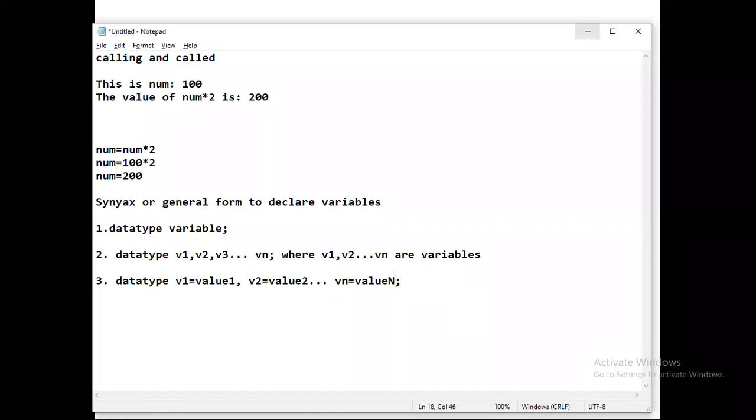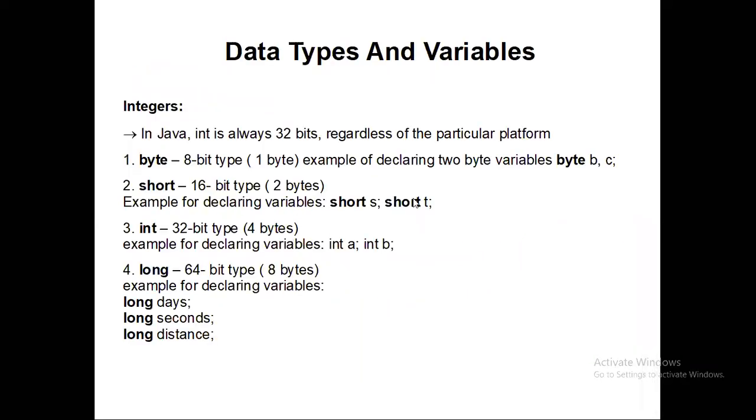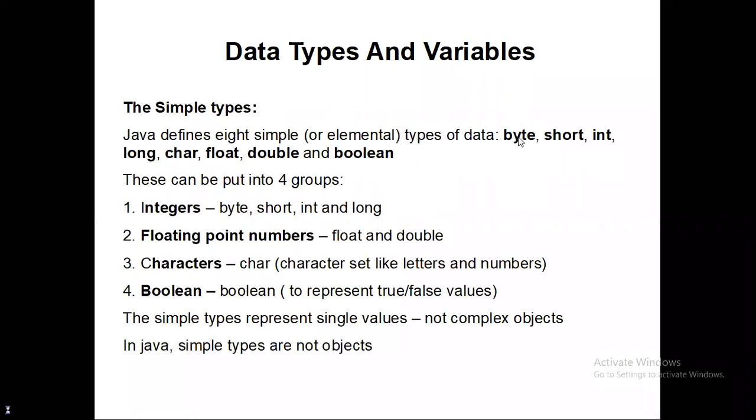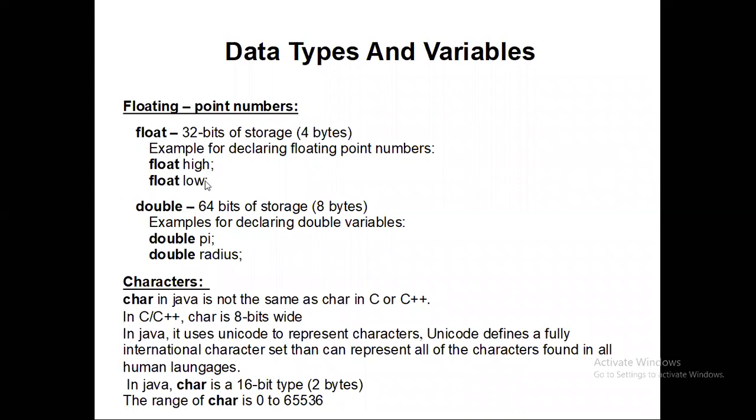See, this screen need not be copied. So by remembering those three formulas, syntax, you can write any data type and variable. So remember the data types. That's all. Byte, short, int, long, character, float, double, and boolean. Then these are just the examples they have given and the amount of memory it is taking. Okay. Then coming to the floating point. So float is 32 bits of storage, 4 bytes. Example same. Float high, float low.